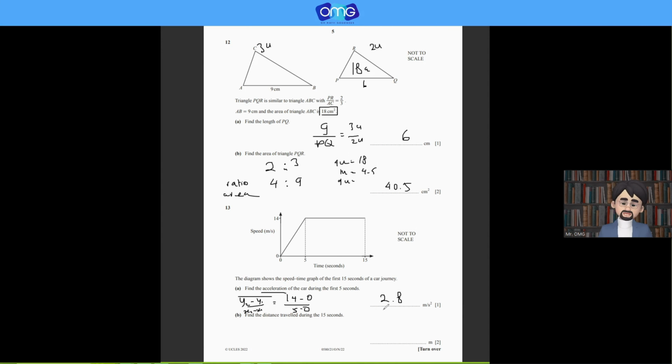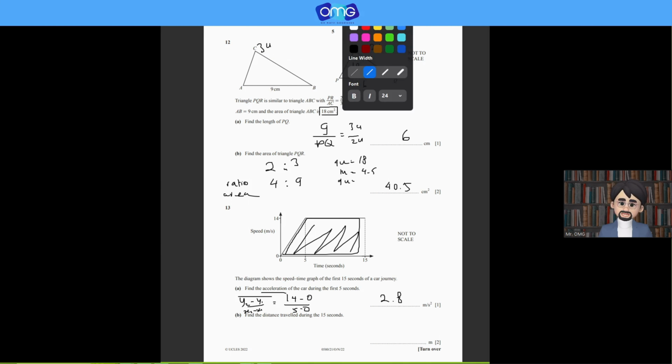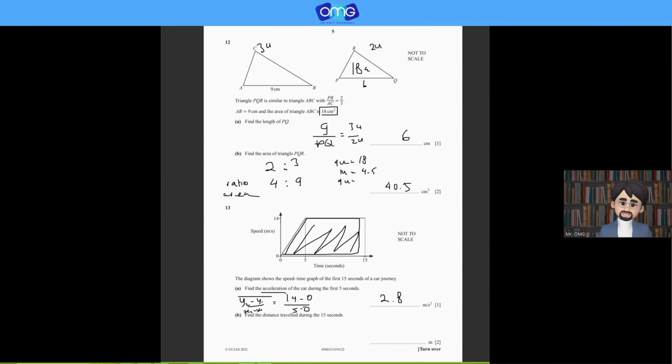And find the distance traveled. Distance traveled is simply the area of this shaded shape. This is a trapezium. If you find it hard to find the area of a trapezium, just split the shape. This rectangle has sides 10 and 14, so the area is 140 units squared. And this triangle is 5 times 14 divided by 2, which is 70. So the area is 210 meters, and that's the answer.